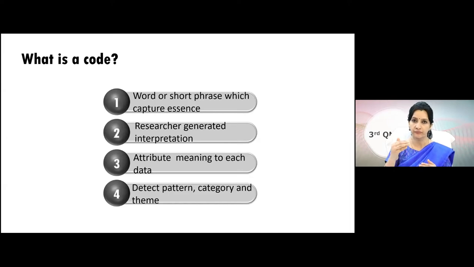Basically, by doing the coding, we are giving meaning to the data. Then we detect some patterns and themes, as we have discussed: we make categories by clubbing the codes, then after that we make a theme, and then we make a theory. So this is the coding process.